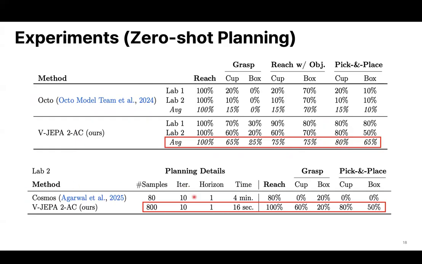And Cosmos is a generative world model, as I mentioned before. So Cosmos needs 4 minutes per action, but V-JEPA 2 with more samples plans in just 16 seconds and outperforms it. The number of samples means that when this model predicts one action, it can sample this number of samples.